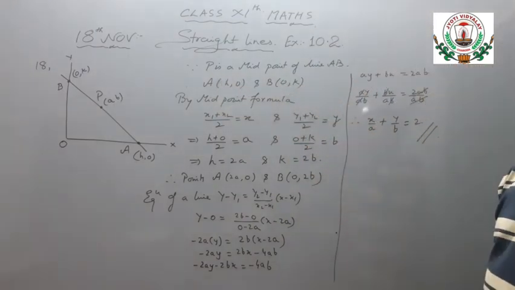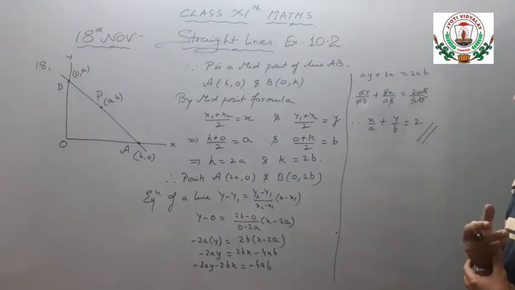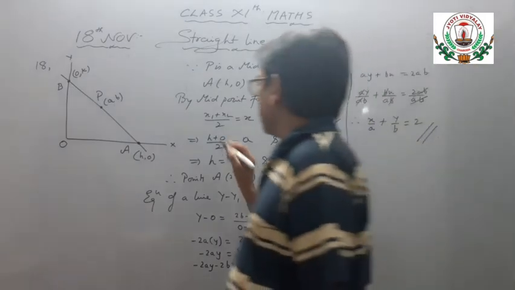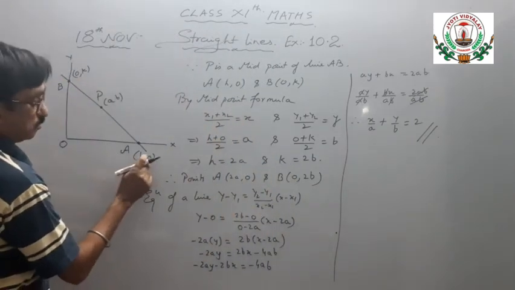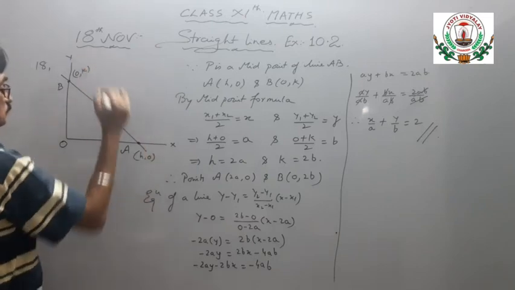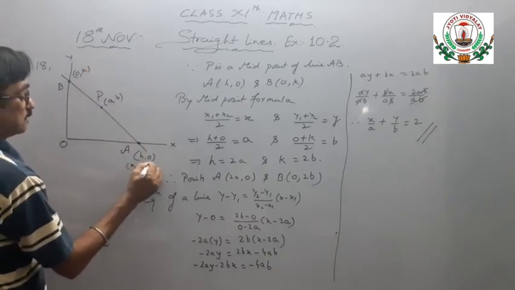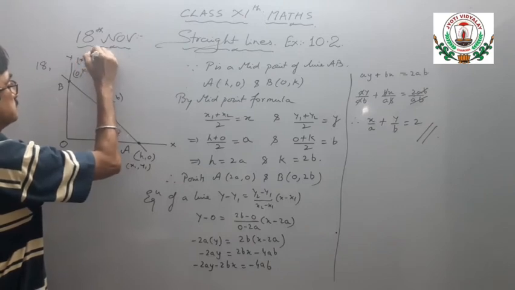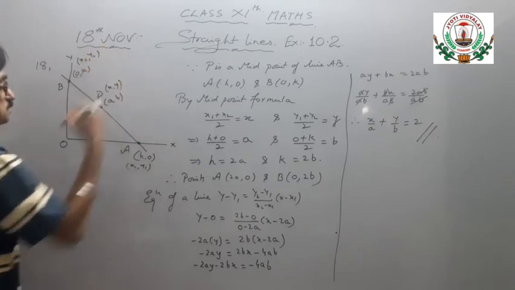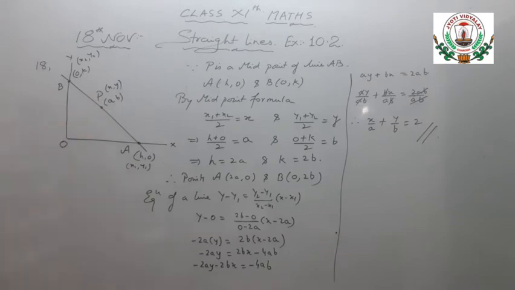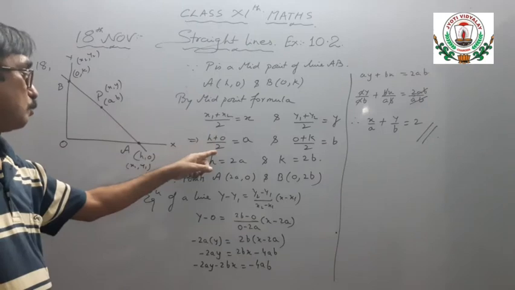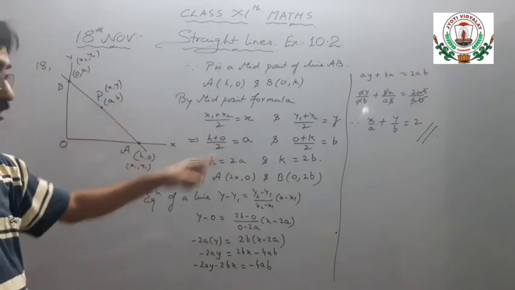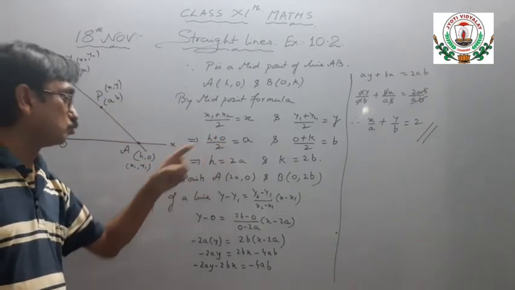Now, since P is the midpoint of the line segment AB, and the points are A (h, 0) and B (0, k), by the midpoint formula, (x1 plus x2) by 2 and (y1 plus y2) by 2 equals (x, y). The first point you can take as x1, y1, this point as x2, y2, and this point as x, y. Now I am going to substitute their values. x1 is h, x2 is 0, so (h plus 0) upon 2 equals the x value, a. So we get h equals 2a.